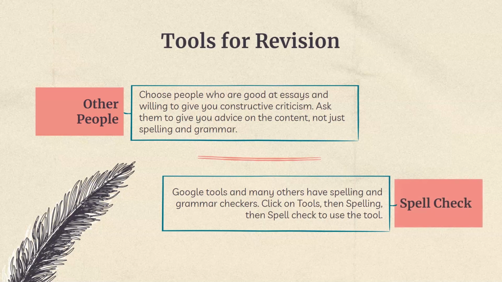As for editing, you can also use a spell checker. Please use a spell checker. Google Docs has spell check built into it. So all you need to do is click on Tools, then Spelling, and Spell Check to use the tool. So once your paper is all revised and edited, you can submit it and then you get teacher feedback. That's an important thing to listen to as well. Once your teacher gives you feedback, grades your essay, fills out the rubric, there's another chance for you to revise and edit again.